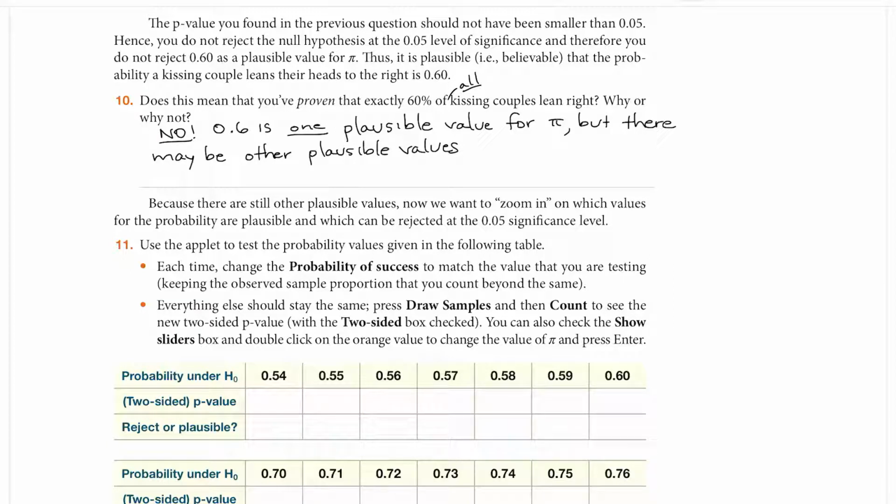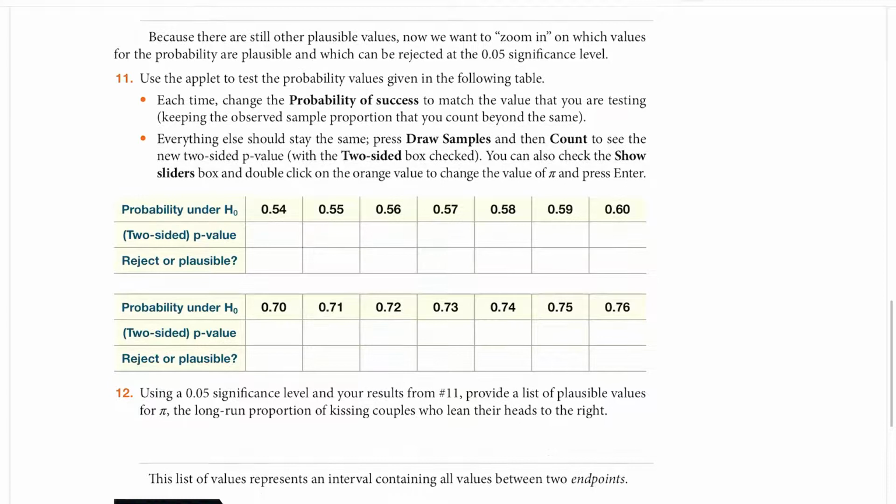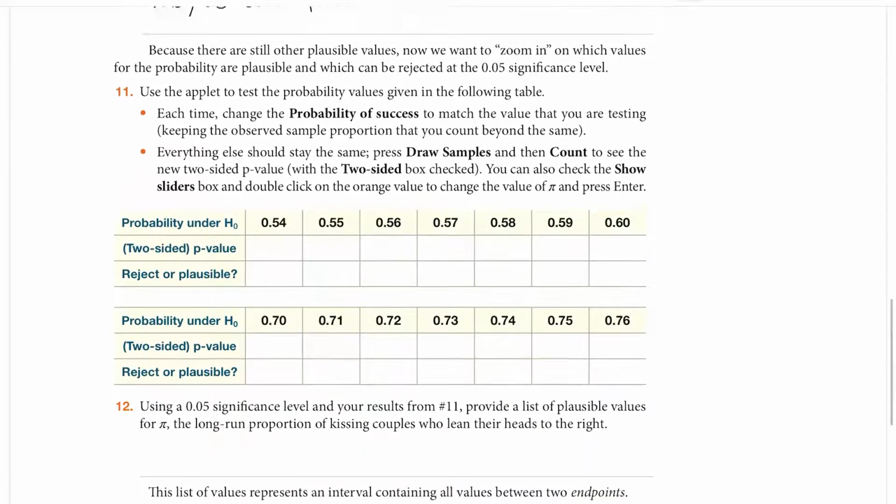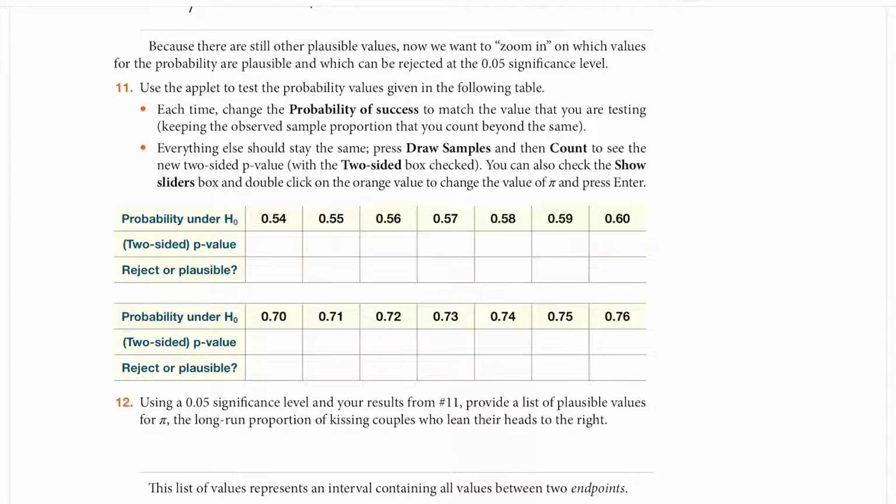Now we're being asked in number 10 whether we've proven that exactly 60% of kissing couples, and again here they mean all kissing couples, lean to the right, and why or why not. So we did find that we could not reject the null hypothesis that pi equals 0.6. We found that 0.6 is a plausible value. But note to self, anytime they ask whether you've proven, probably the answer is no. We haven't proven that 0.6 is the definite value for the parameter. It is one plausible value for the parameter, but there may be other plausible values as well.